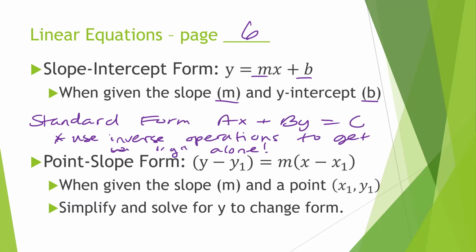Okay. Next is our point slope form. Point slope form literally means that you've been given a point, which is your x1 and your y1, and you've been given the slope. And your job is to plug them in, and you're going to first simplify, and then you're going to solve for y, which means get y by itself.